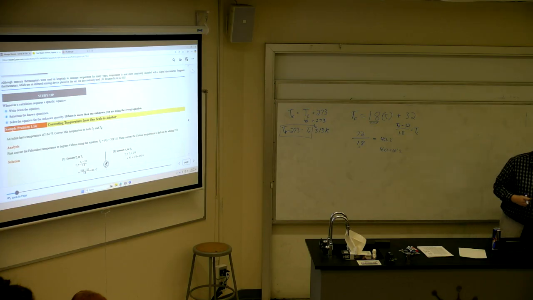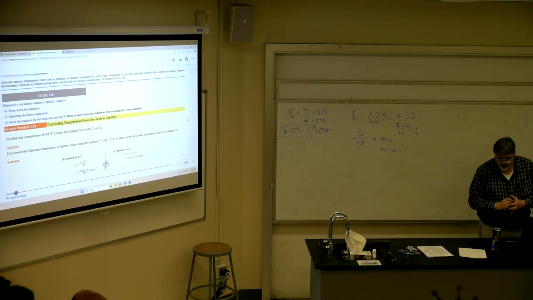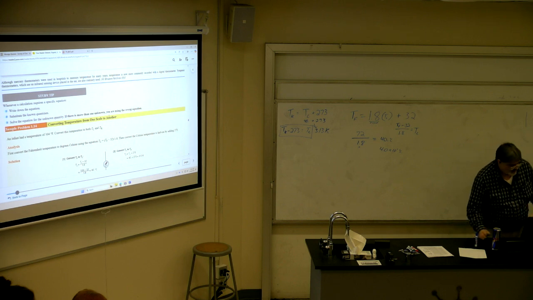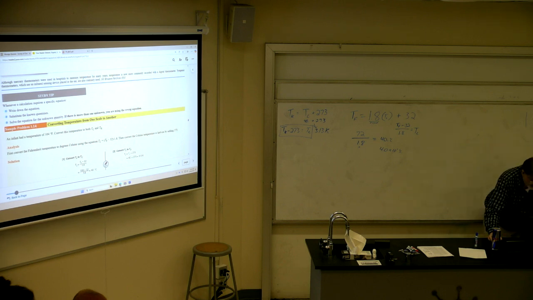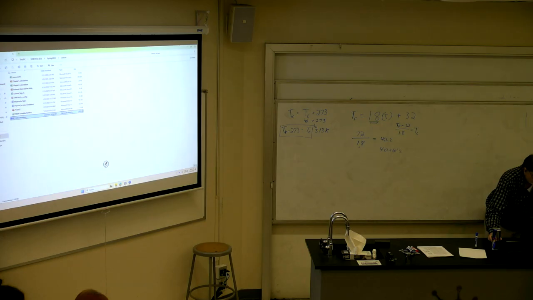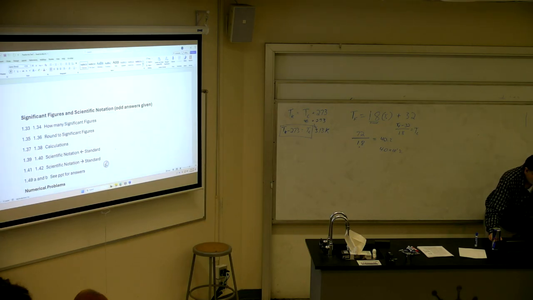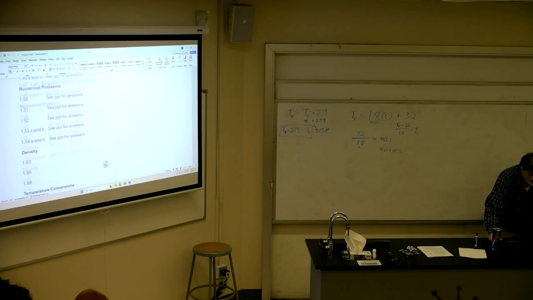I think y'all are okay with temperature conversions? All right, I won't hang on these, but I did give you some to practice, right? At least from the back of the book.